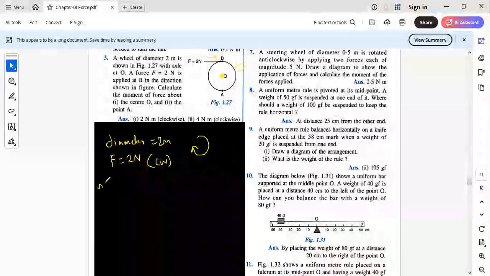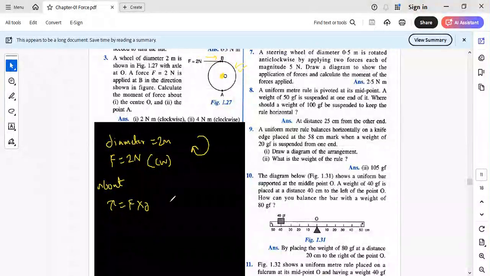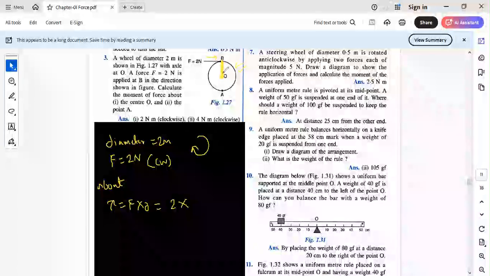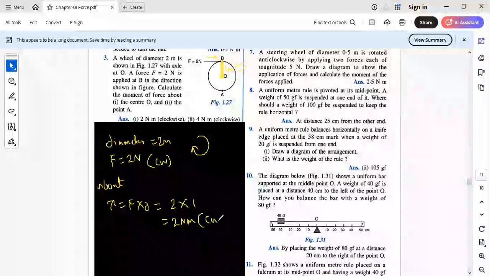So about O, the moment of force would be force into perpendicular distance. Now just keep in mind that the force available is 2 Newton, but the distance would be up till O only. It is asked about O. So the diameter is 2 meters, so the distance would be 1 meter. So we get 2 Newton meter. And because it is moving clockwise, the total moment of force will be clockwise.